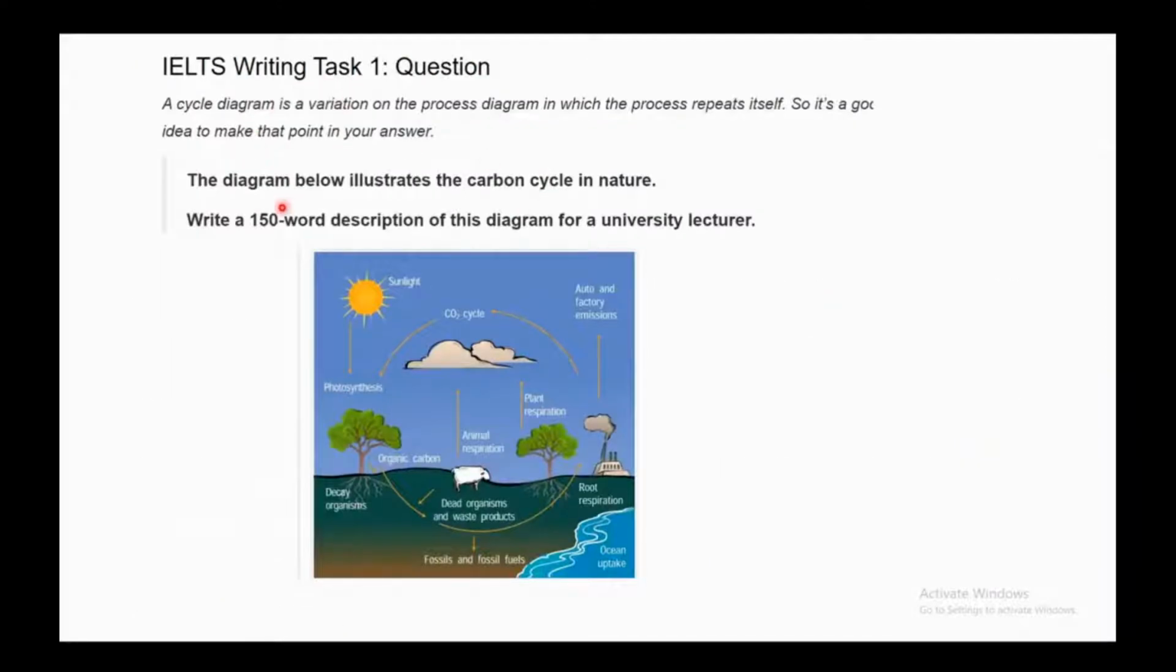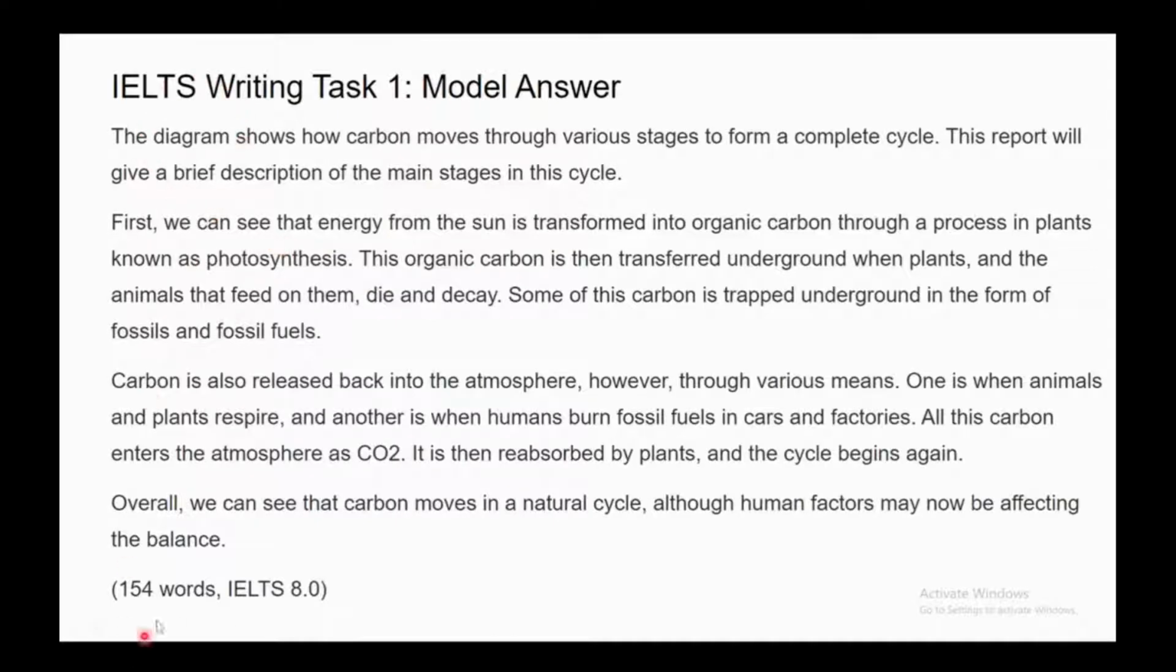Again, this is the task 1. This is the diagram. These are the instructions about this diagram. Then you have to write 150 words. And here is the model answer, 150 words and still getting 8 bands. This is the model answer. So this is how you should attempt task 1.